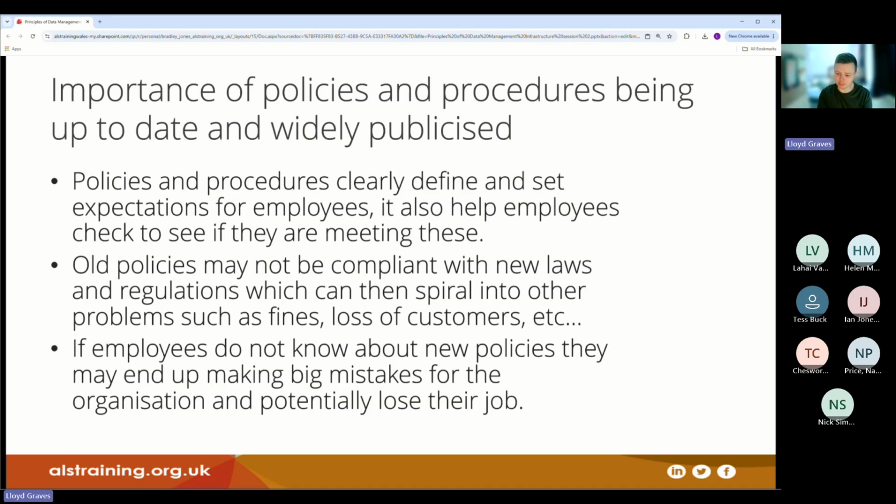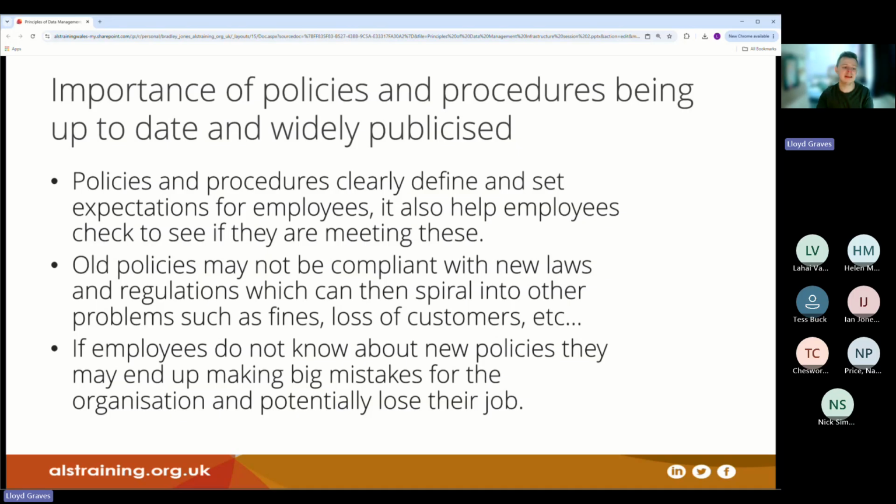So it's important to have good policies in place, but not just that. Make sure that people actually know what these policies are, know where to access them, know how to use them, and different things like that as well. And obviously, if things change, those changes are reflected.